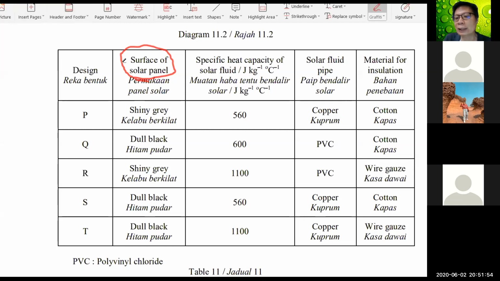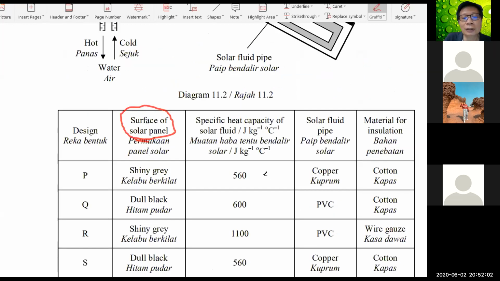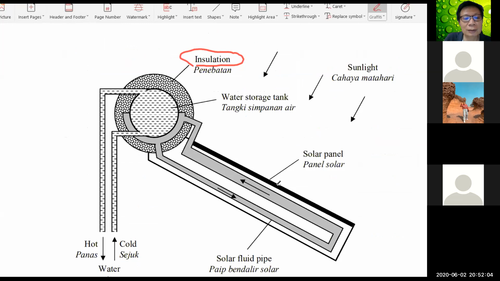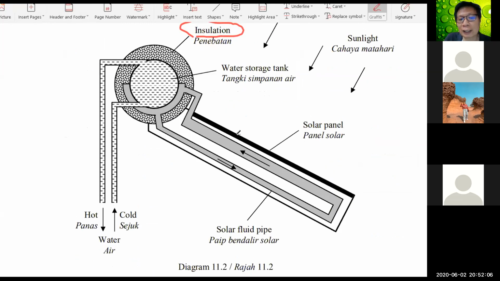Can you answer the question? Shiny gray. Gray, yeah. Just now I said, solar panel must be what color? The surface, I say what color? Shiny cannot. Shiny, black. If shiny, it will reflect the light, it won't absorb the light.